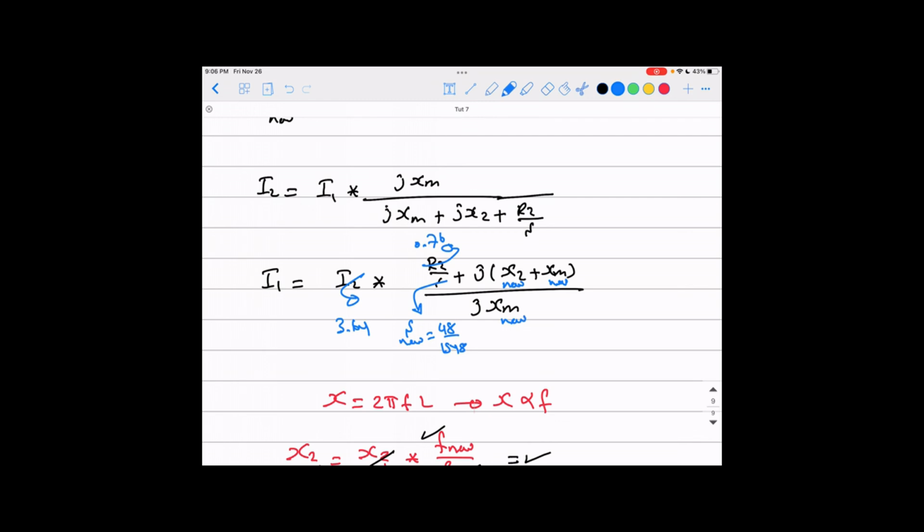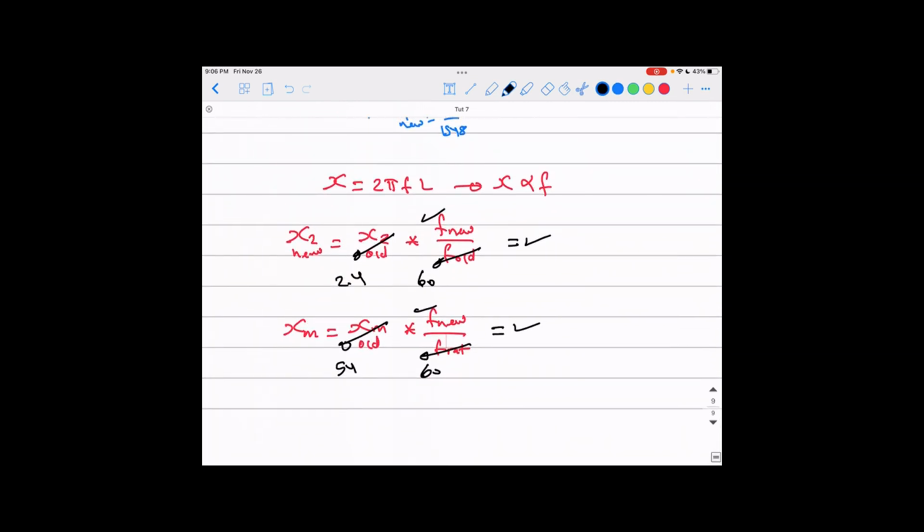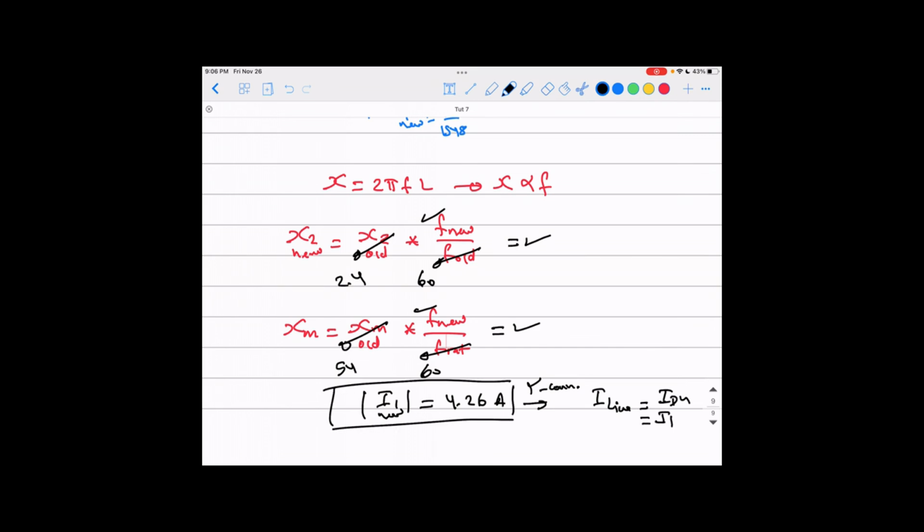I didn't do this with R2. I just put the value in from the problem because the resistance doesn't change with the frequency here. Okay? That's it. Just put those back in the equation you just found, and this will give you I1 new equal to 4.26 amps. That's obviously its magnitude. And because it's a Y connected machine, the I line equals directly the I phase, which is I1. So you don't need to convert it anyway. So that is your final.